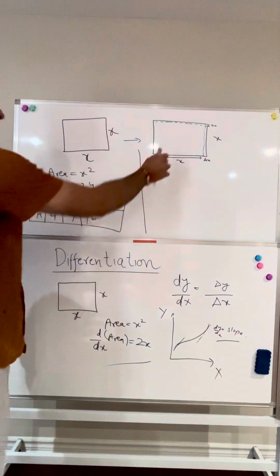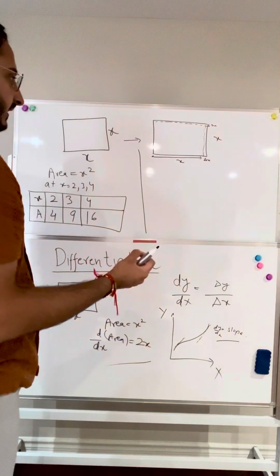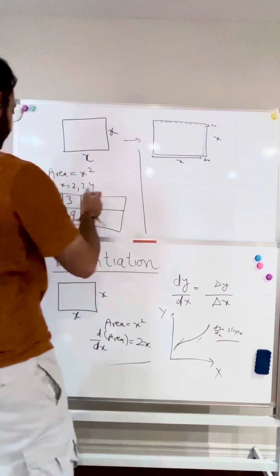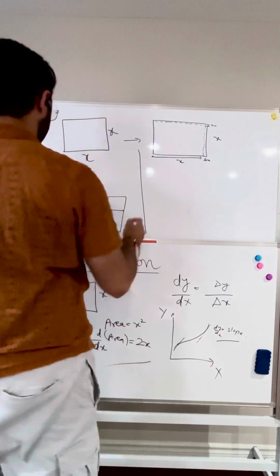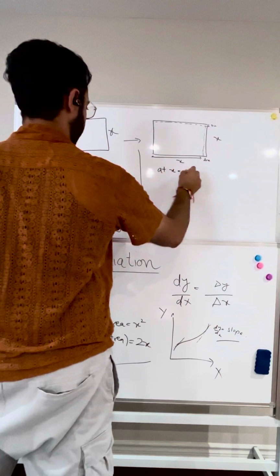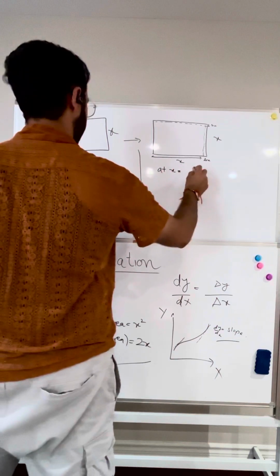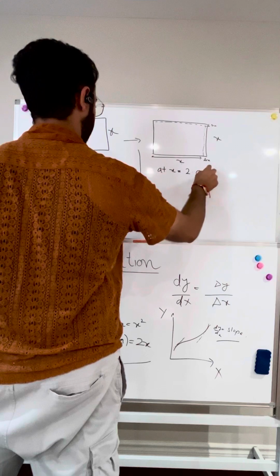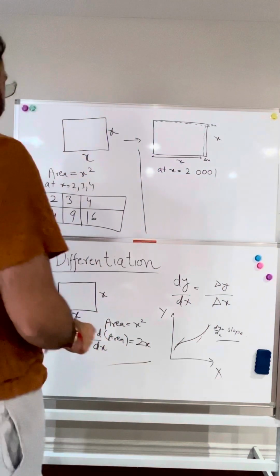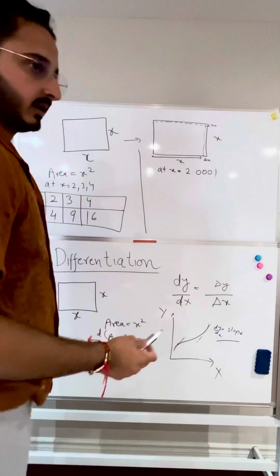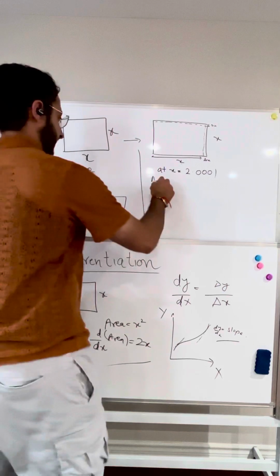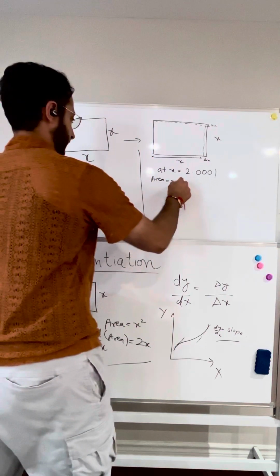So now, because we increased the area by a very small portion, so the x, instead of, let's say, 2, I'm just going to take x equals a very small change, which is going to be 2 point, let's say, 0.0001, a very small change in x. What's going to be the new value of the area? Because we know that area is x square, so area is going to be x square.